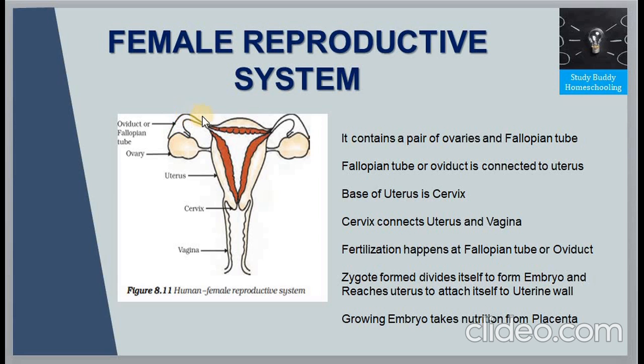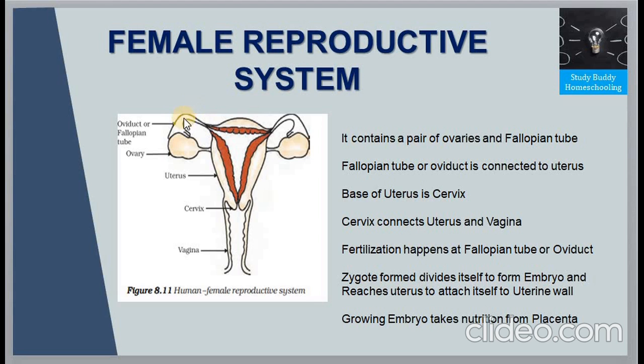Now during intercourse, if a sperm is able to reach the fallopian tube, fertilization occurs here. You have to remember that fertilization of the ovum and sperm occurs in the fallopian tube. So the sperm has to travel all the way to the fallopian tube. If fertilization happens, the first cell formed is known as the zygote. This zygote starts dividing into a number of cells known as the embryo.